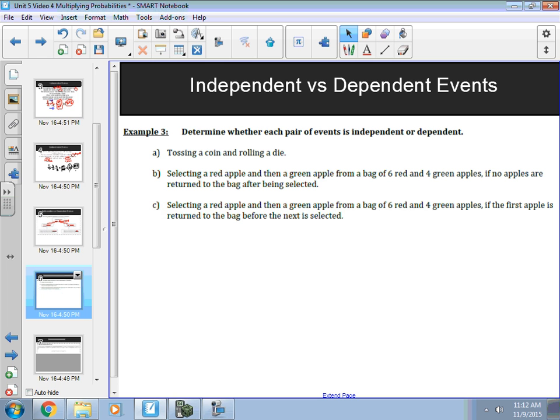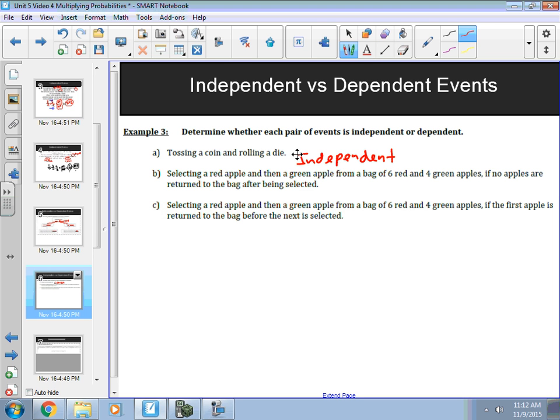So if you toss a coin and roll a die, like a single dice, do those things have any bearing on each other? Would tossing the coin affect what you get when you roll a dice? Well, in this case, no, those don't have anything to do with each other, so we would say that this is an independent event. One doesn't have anything to do with the other.